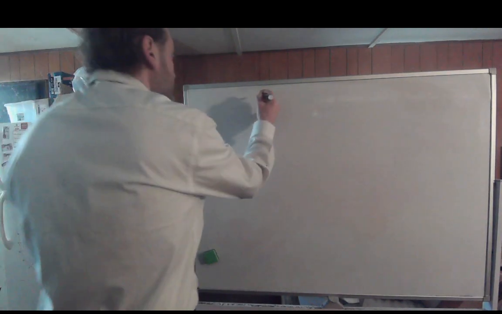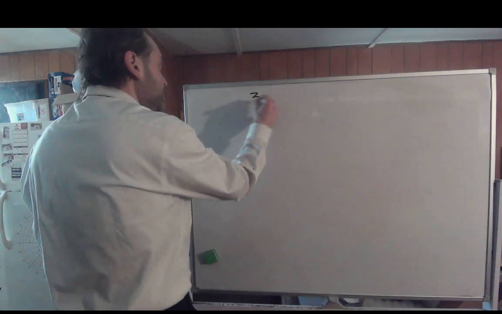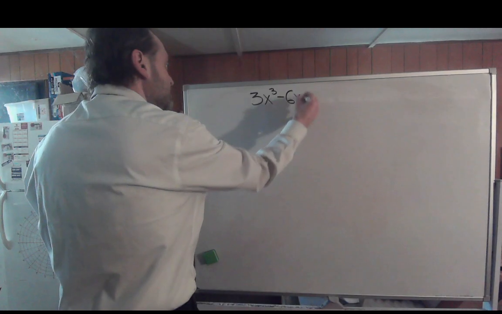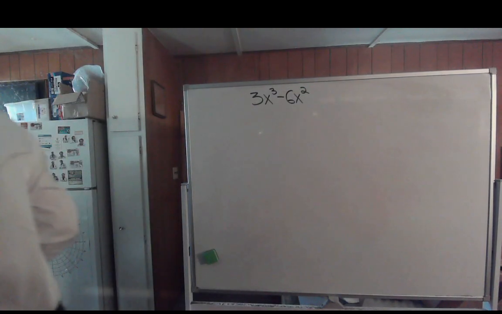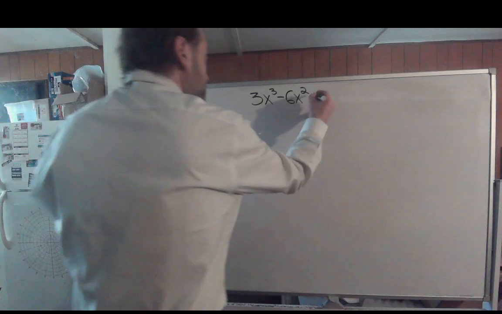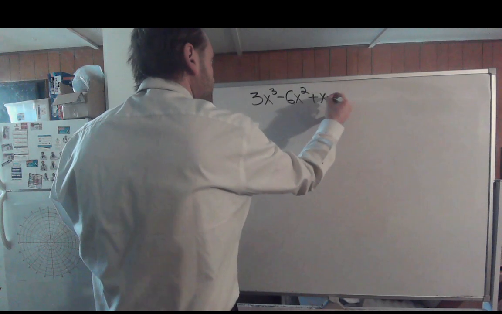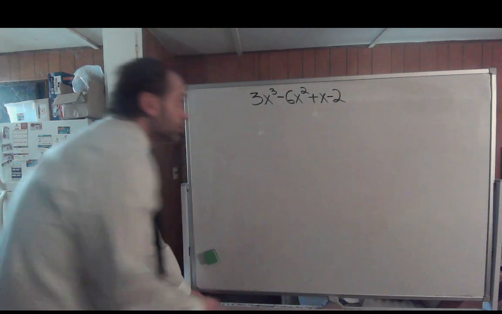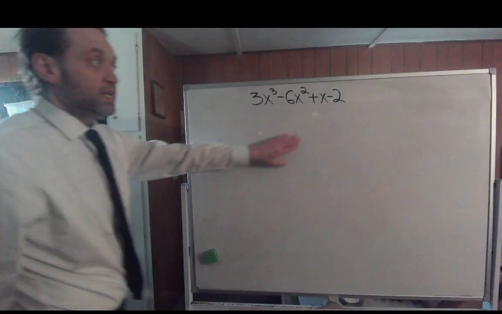I have about 3 more, then we're done. So let's see. 3x to the third minus 6x to the second plus x minus 2. So we have 3x to the third minus 6x squared plus x minus 2.